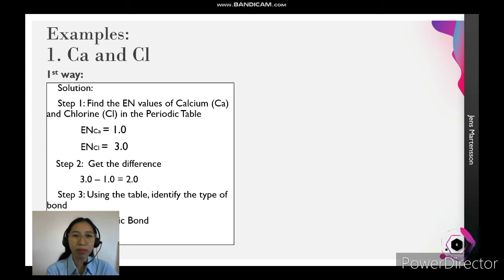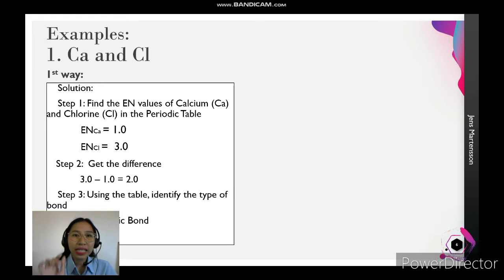Ang akong una ginabuhat is kwaon na ako ang mas dako nga value, i-minus na ako sa mas gamay na value, and then equals. Automatic. As easy as that. Okay, pero for the sake of your module, ang gigamit sa imong module is the second way. That is why I'm going to explain it to you here.